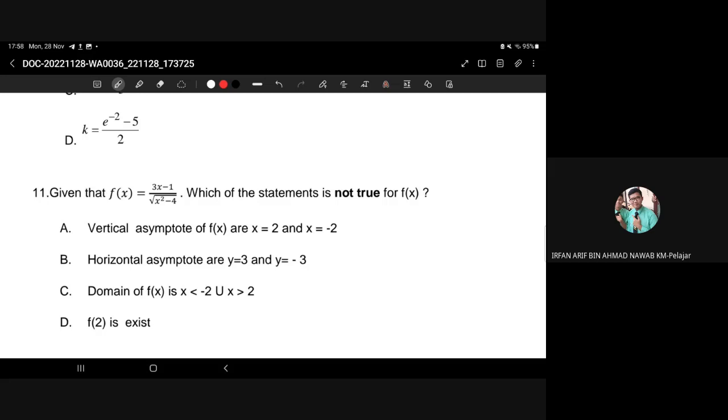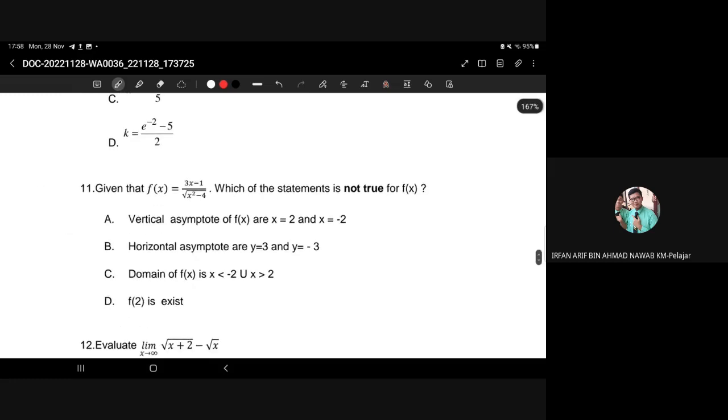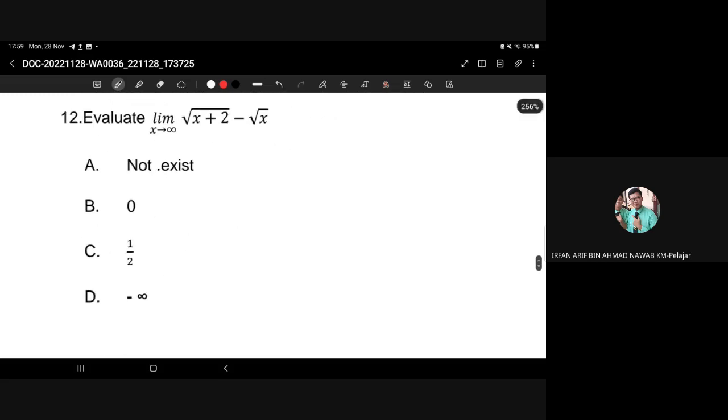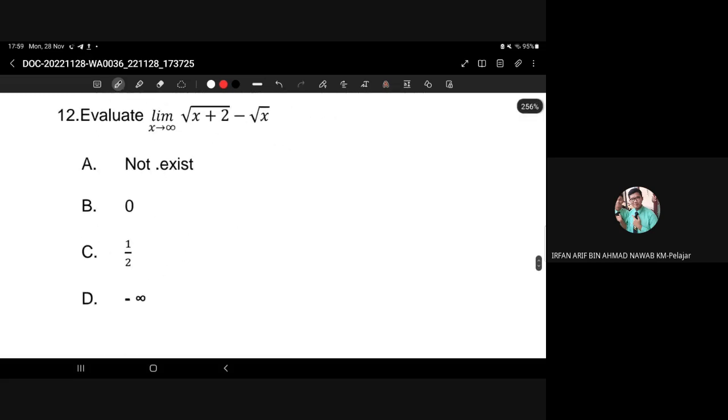Wait, it asks for a domain, is it? Oh no, it asks for domain. Okay, since it asks for the domain, which is chapter 5, yeah, this one. Question 12.